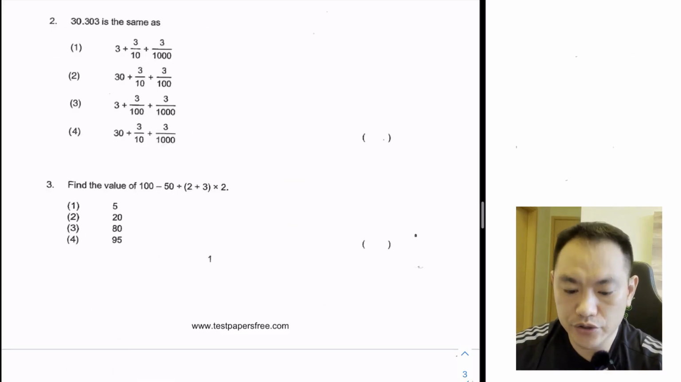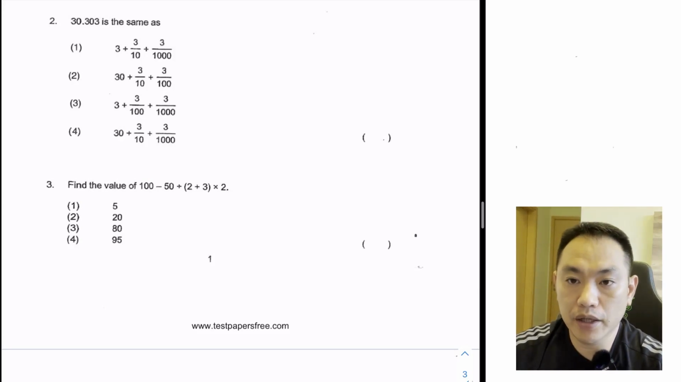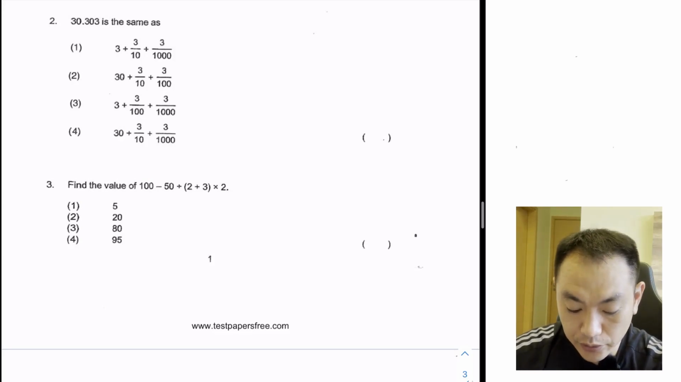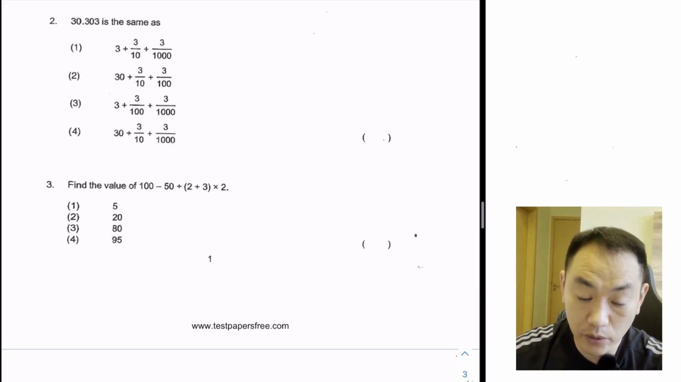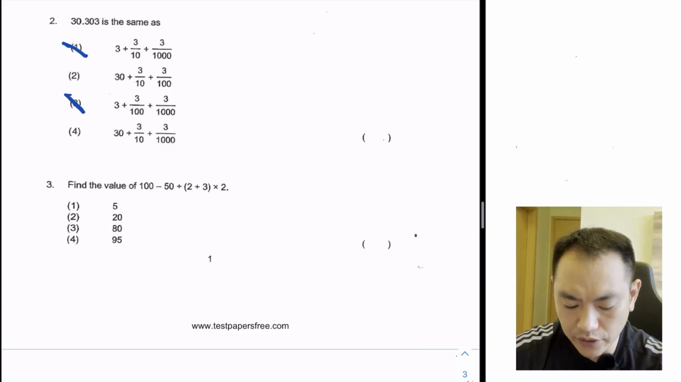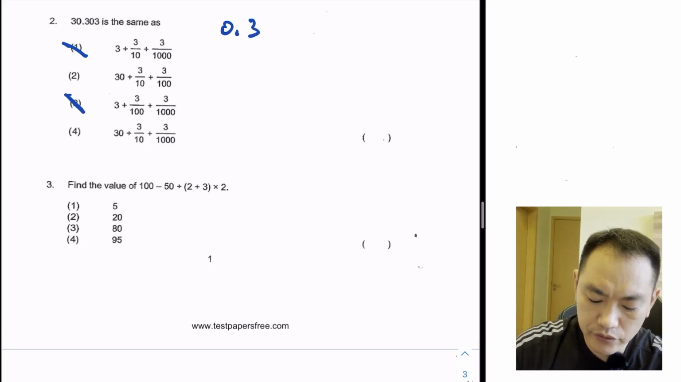Now let's have a look at question 2. 30.303 is the same as... Okay, so basically this is a question about converting decimals to fractions. It's 30.303, so there is a 30 in the front. So obviously you can see option 1 and option 3 are already wrong, so we can cross them out because they have a 3 in the front. So it's 30, and then 0.303, which is basically 0.3 plus 0.003.